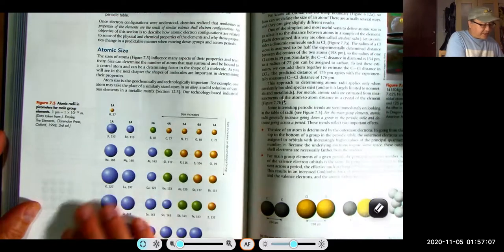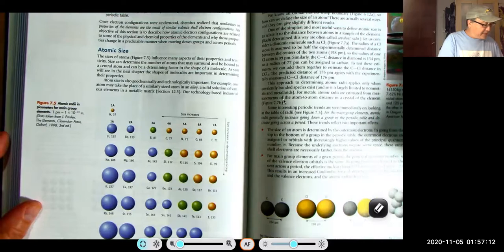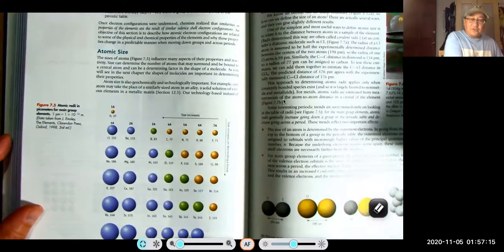When we get into these elements down here on the lower part of the periodic table, it works kind of okay, but there are some reversals here.